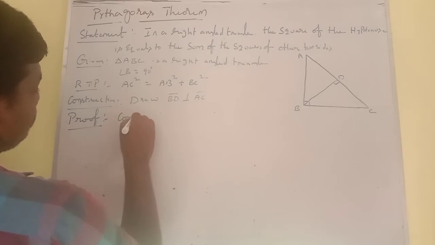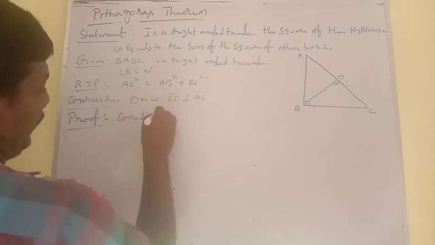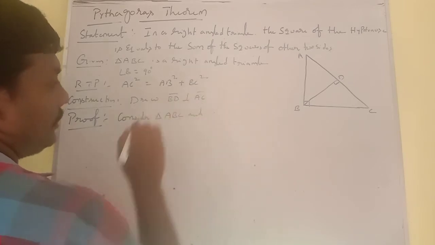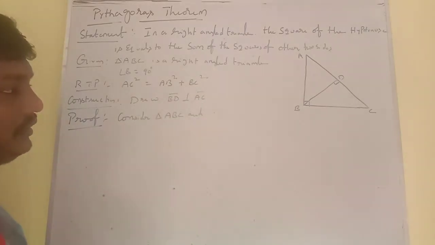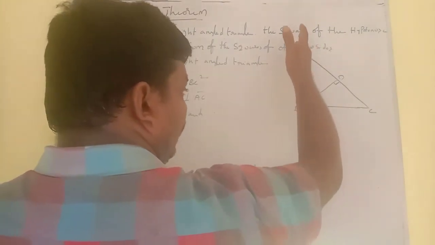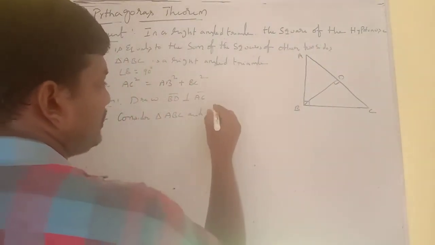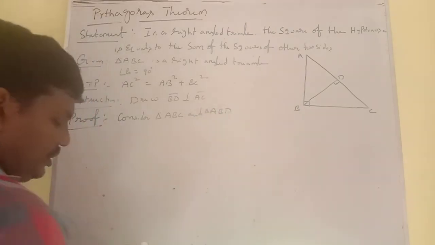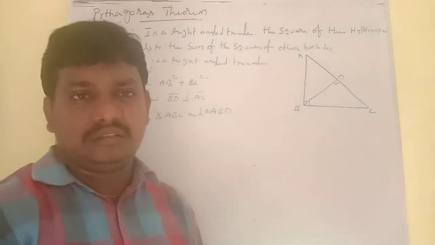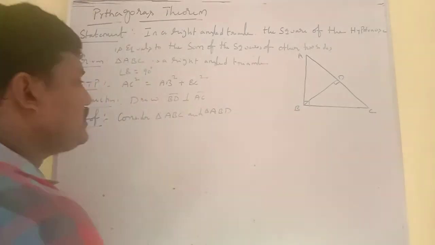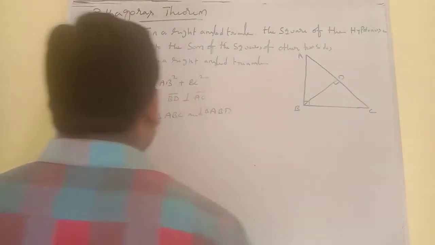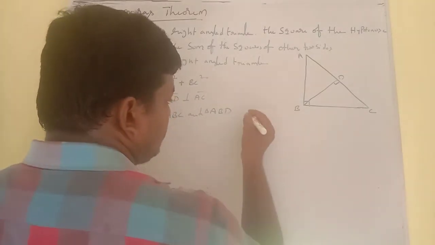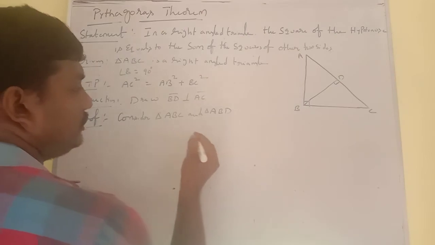Consider triangle ABC and triangle ABD first. These two triangles I am going to consider first. When I consider these two triangles, what happens? For our better convenience, I am going to draw these two triangles separately.